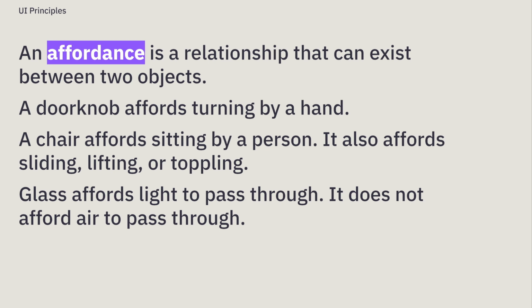In our case, this is often the relationship between us as the user and the digital screen. So some examples here would be a doorknob affords turning by a hand. It has that property. A chair affords sitting by a person, but it also affords sliding, lifting, or toppling. These are all things we can do with a chair if we wanted to. Glass affords light to pass through. It does not afford air to pass through it.